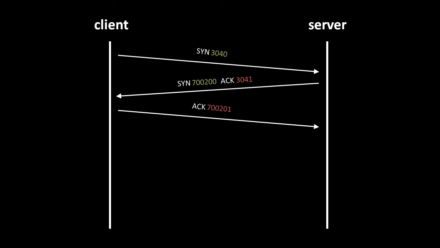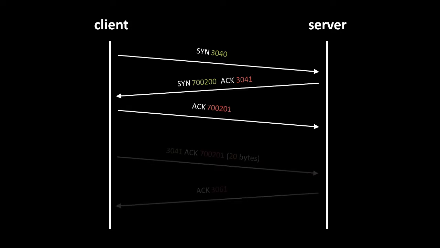Why 3041 and not 3040? Well, acknowledgement numbers are supposed to indicate the next expected sequence number. So the acknowledgement here from the server means I have everything up to but not including 3041. And then likewise the client acknowledges that it has received everything up to but not including 700,201. So now that the connection has been established, either side of the connection can send data to the other.